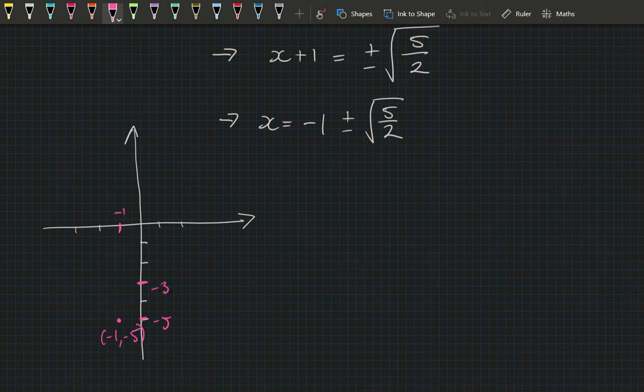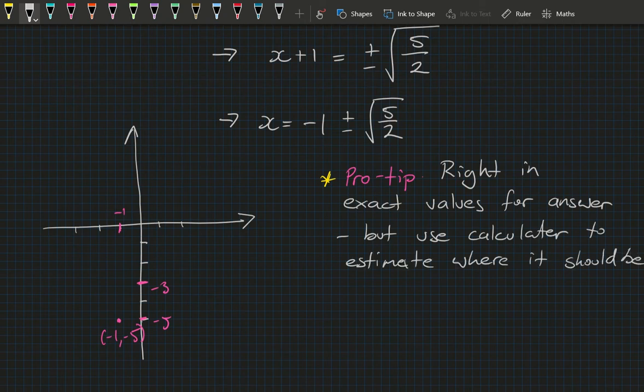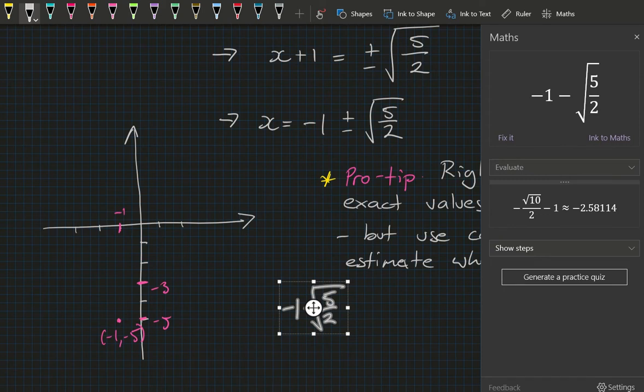And it's worth giving you a pro tip now: I'm going to write in the exact values for the answer, but I'm going to use a calculator to estimate whereabouts on the number line that square root is. So let's have a look at minus 1 minus the square root of 5 on 2. OneNote will let me evaluate that, and we can see it's around about minus 2.6. And of course, I'm going to cheekily write in that I know that that is minus 1 minus the square root of 5 over 2. And then the next step is to find out what it is with the plus. So it's around about 0.6.